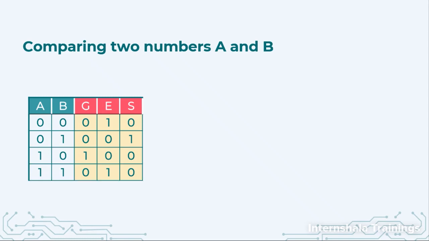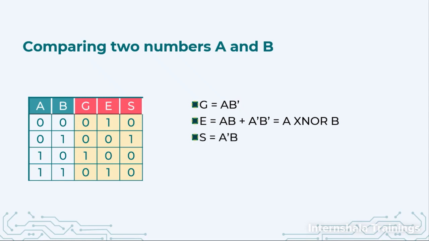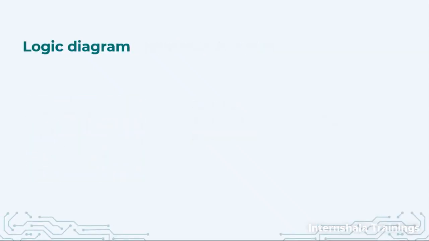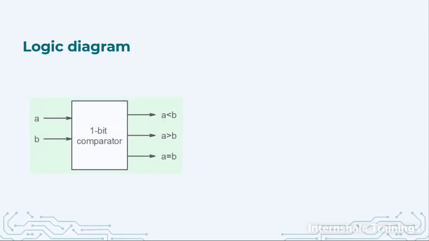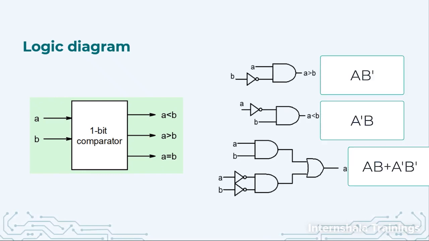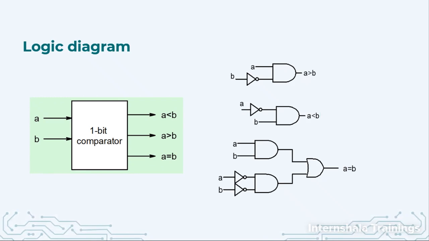Now when we look at this truth table, we see that G is basically A B bar, E is AB plus A bar B bar, which is actually XNOR of A and B, and S is A bar B. So we get the Boolean expressions as well. So now we can very easily construct the logic diagram. We have a block diagram where A and B are inputs and there are three outputs, and this is the logic diagram based on the Boolean expressions that we have just discussed.